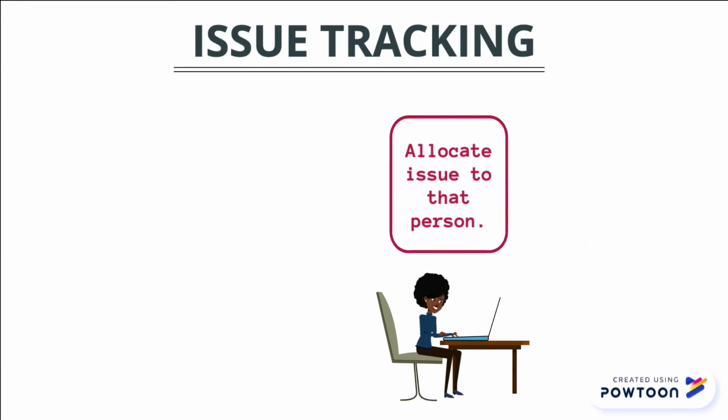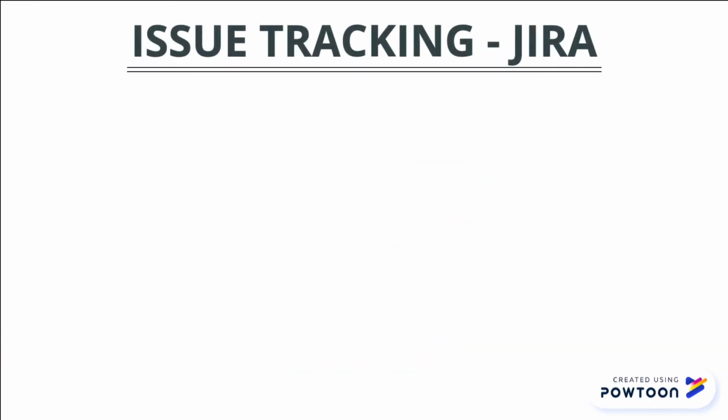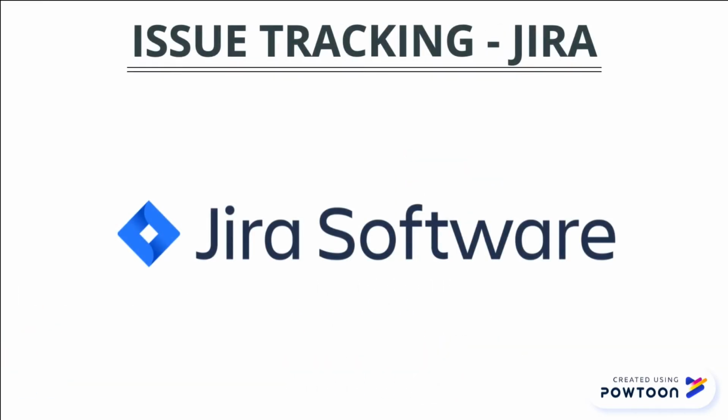What is key to their success is the allocation of an issue to a specific individual. It is all very well to identify and acknowledge issues, but without allocating someone to resolve them, they become a risk to the project. Jira is a widely used per-user subscription product aimed specifically at software development teams, but it is used in other industries, including e-learning.